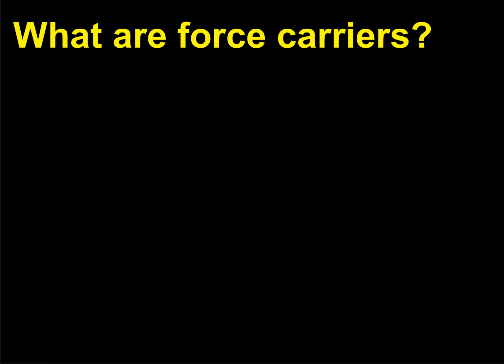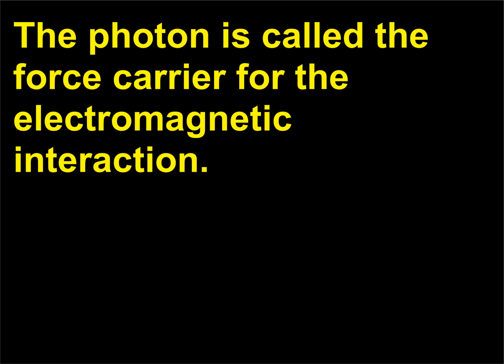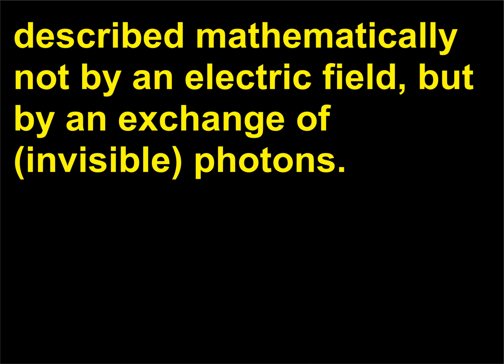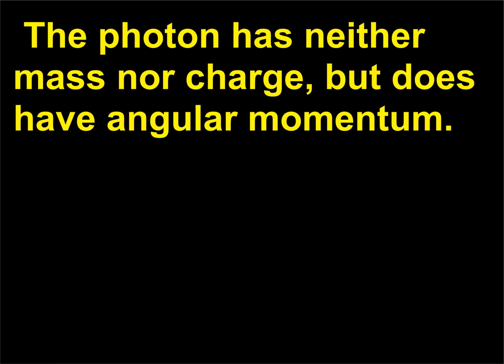What are force carriers? The photon is called the force carrier for the electromagnetic interaction. That means that, for example, the attractive force between two oppositely charged objects is described mathematically not by an electric field, but by an exchange of invisible photons. The photon has neither mass nor charge, but does have angular momentum.